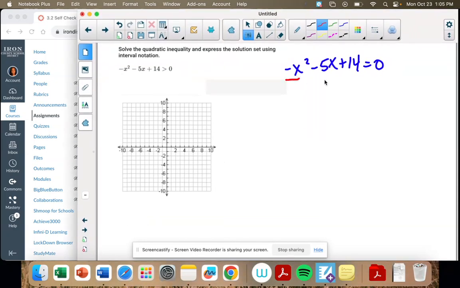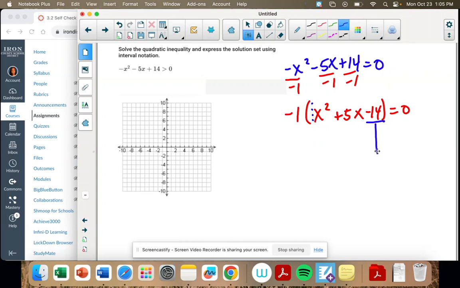I'm going to take out a -1. And then it's going to be positive x squared, positive 5x minus 14. And we factor when that's a positive 1. So factors of 14 are 2 and 7 that get us to that 5. So that's going to be positive 7 minus 2. And those are our factors.